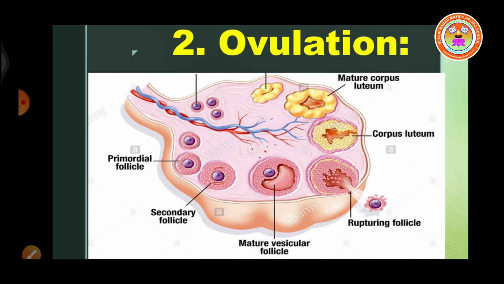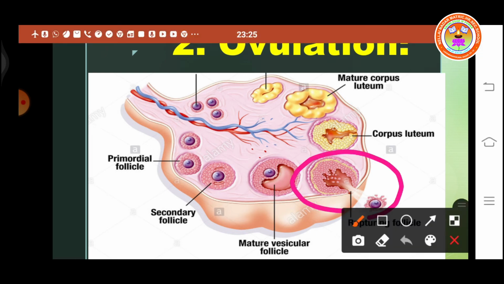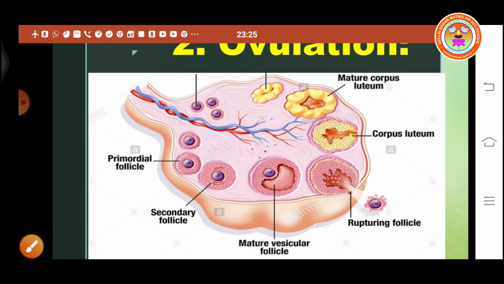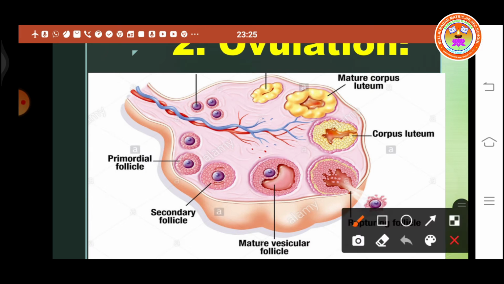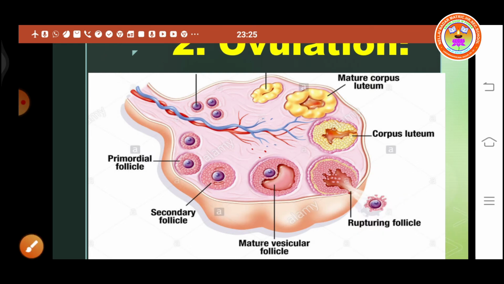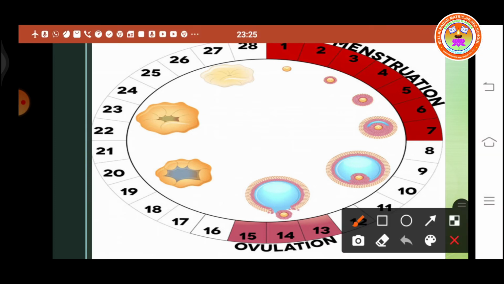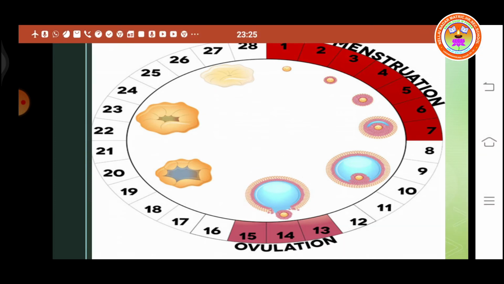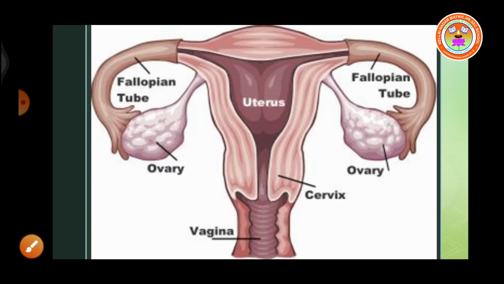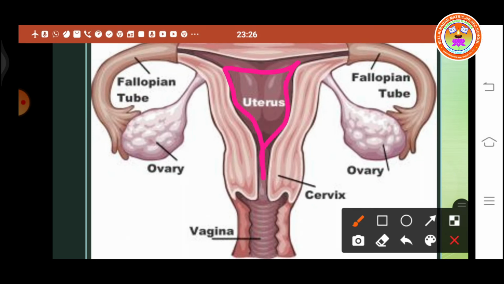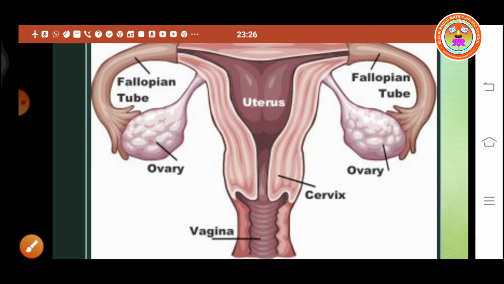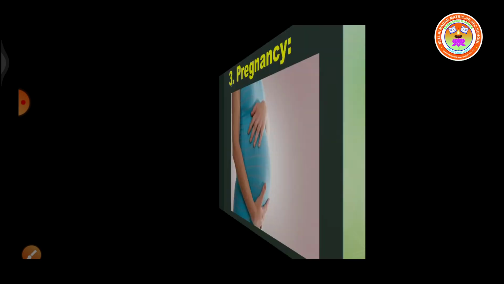Then, ovulation. The release of the ovum from the ovary is called ovulation. One ovum matures and is released once in about 28 to 30 days. In a 28-day cycle, ovulation occurs about the 14th day. During this period, the wall of the uterus becomes thick and gets ready to receive the fertilized egg. It leads to the next stage, pregnancy.